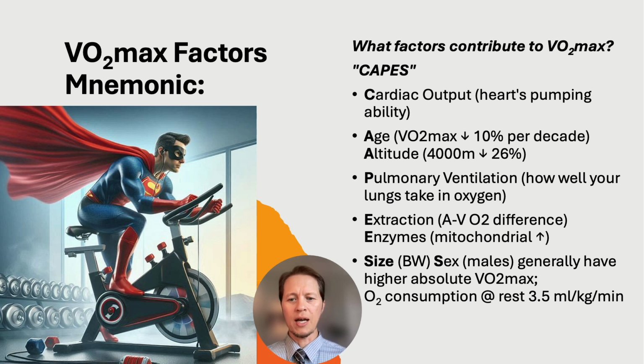This is a critical one, how much oxygen you extract in your muscles. Enzymes as well, how much of an increase in mitochondrial enzymes do you have? Usually it goes up with training and goes down with detraining. And then if you have a higher body weight, oxygen consumption at rest is 3.5 milliliters of oxygen per kilogram per minute. So if you have higher kilogram, therefore higher body weight, well, you're going to consume more oxygen, so you can have a higher value.